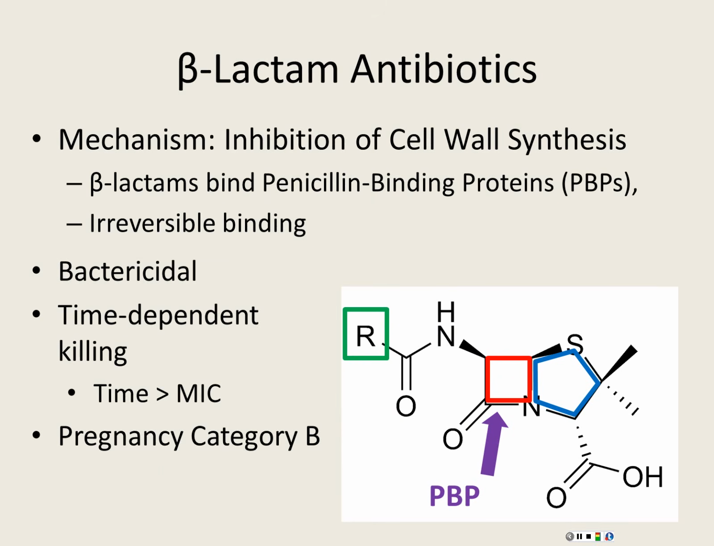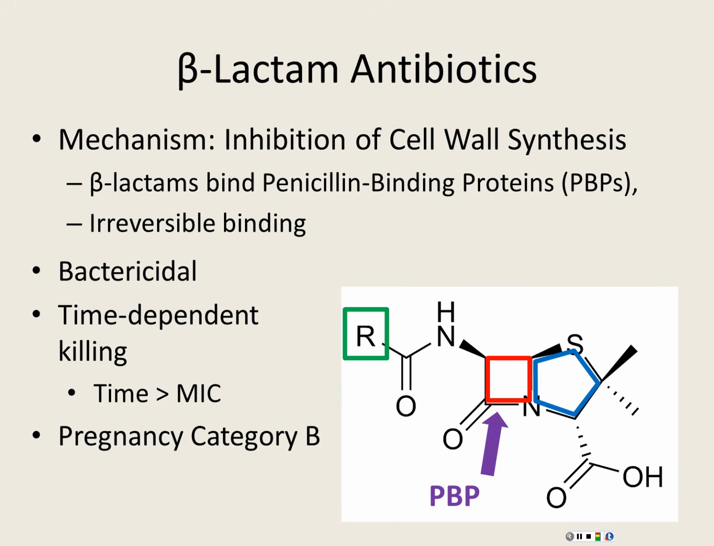They work by inhibiting cell wall synthesis. They bind to the penicillin binding proteins in the cell wall, and by binding the penicillin binding proteins, they disrupt peptidoglycan's ability to create a stable cell wall. Looking at the picture on your right, the red ring, or the red square, is the actual part of the beta-lactam antibiotic that binds to the penicillin binding protein. That is the beta-lactam ring.